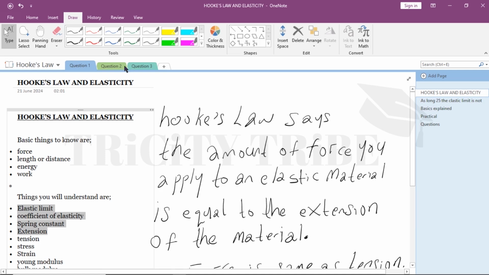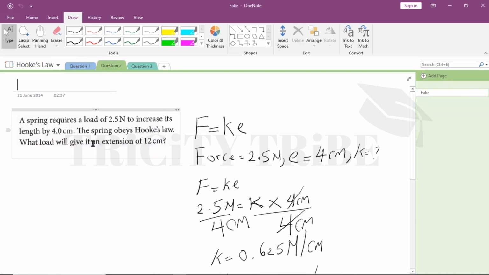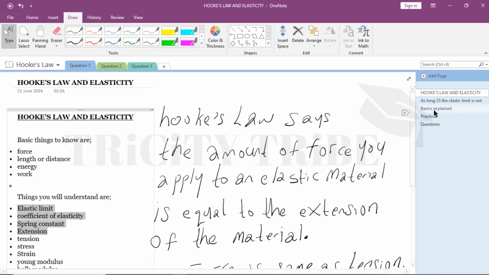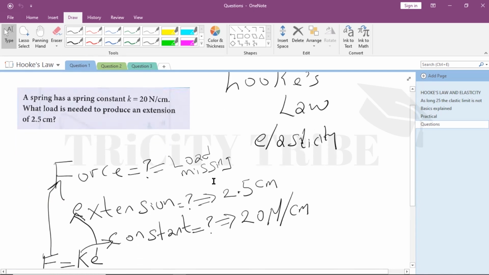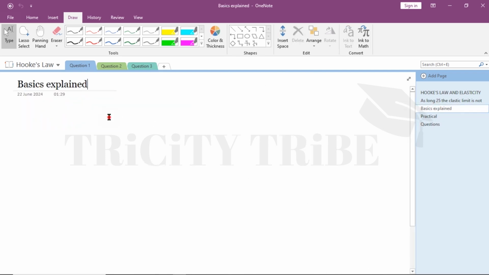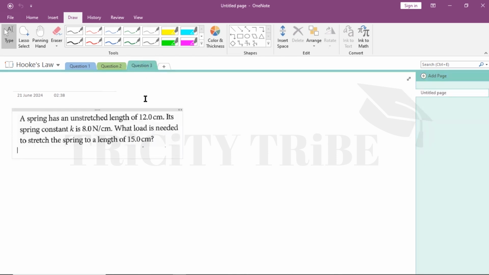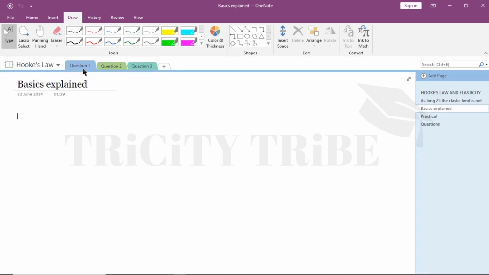Now, we solved a question last time. The question was solved in the first video. We also solved this question in the first video, and we solved this question also in the first video. Now I need to explain the basics. We are going to solve this, but first I have to explain the basics.